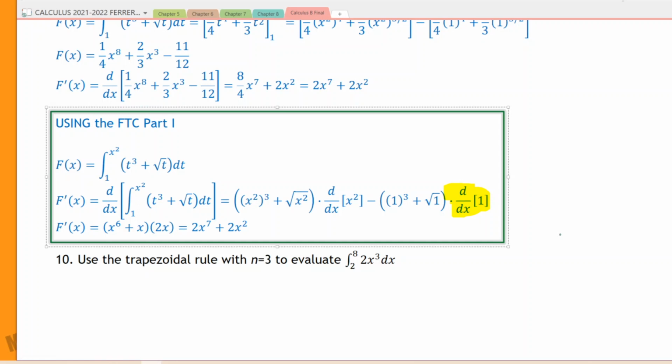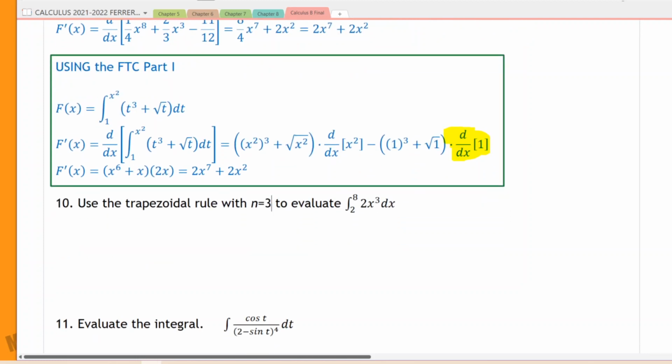So that said, let's move on to number 10. In question 10, it says we're supposed to use a trapezoidal rule with n equals 3 to evaluate the integral from 2 to 8 of 2x cubed dx. Now, if we're going to use n equals 3, that means we're going to need to divide this between 2 and 8 into 3 different regions, or 3 different subintervals.